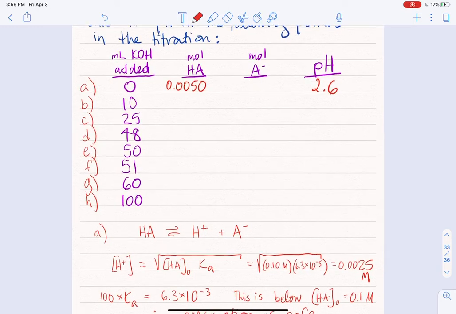is important. At the beginning, I don't have any benzoate conjugate base to speak of because dissociation is negligible, so I can just assume that that's 0.